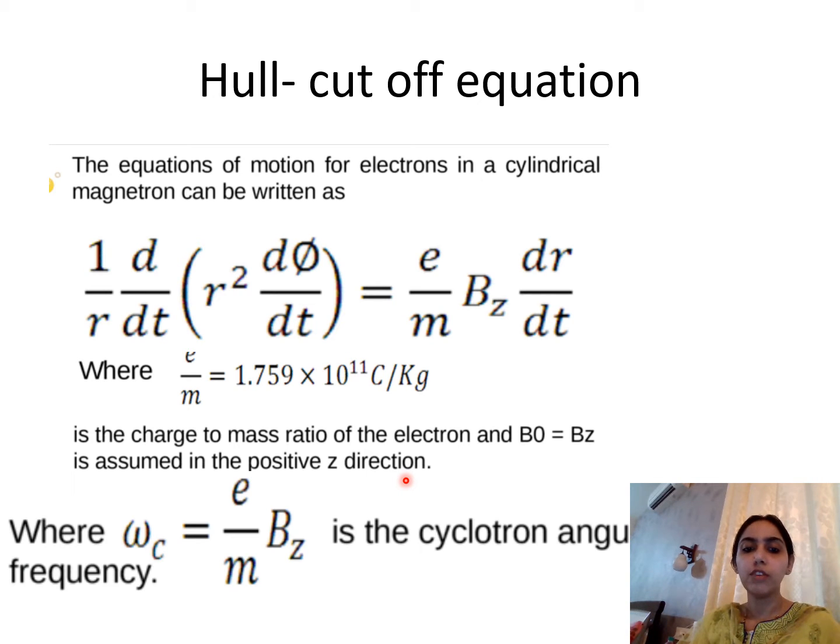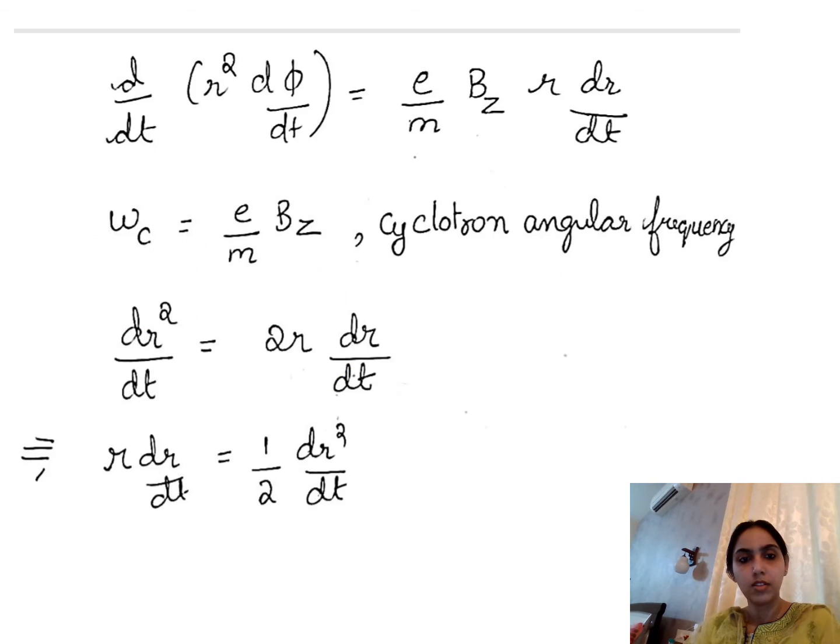Now we define a very important parameter in the magnetron, the cyclotron angular frequency. That is equal to e by m Bz, where e by m is the charge to mass ratio of the electron and Bz is the magnetic flux. So in the next step we can substitute e by m Bz as omega c, the cyclotron angular frequency, continuing from the previous equation of motion in cylindrical coordinates.